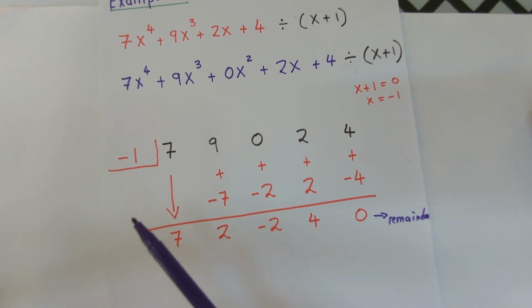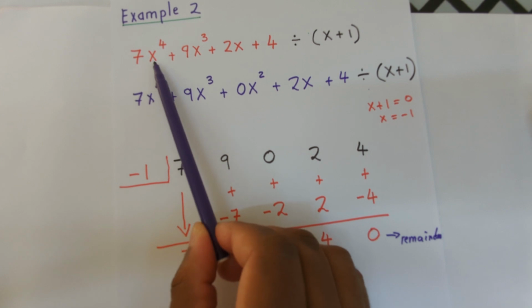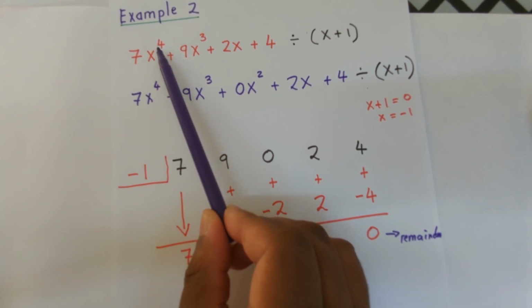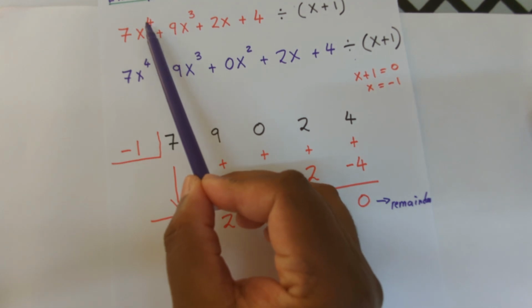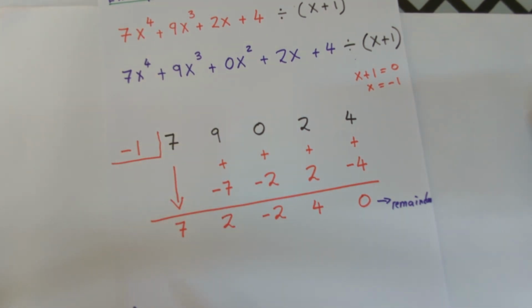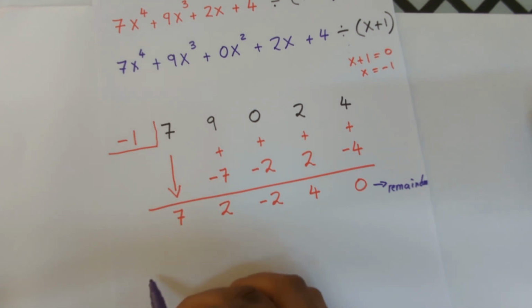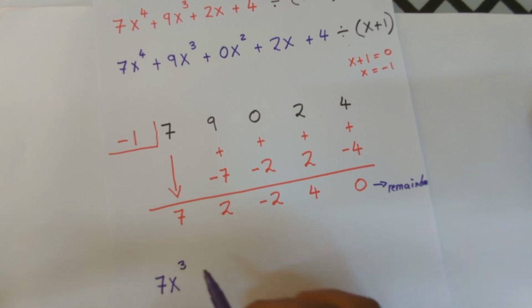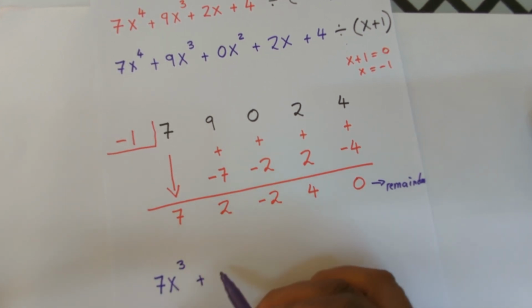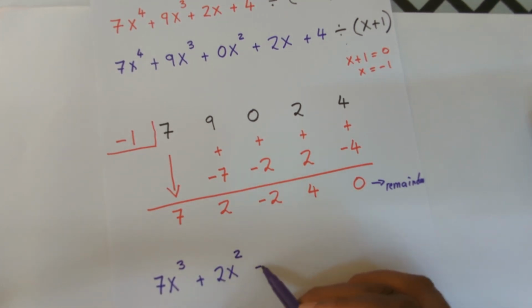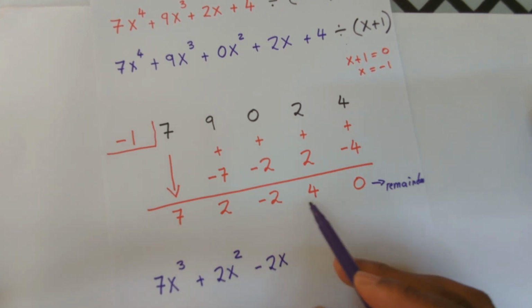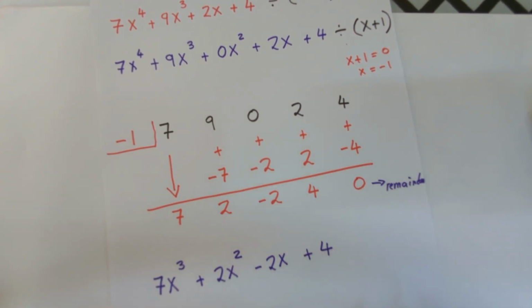So, if you check now, our initial question had a degree of 4, it means our solution, our quotient, is going to have a degree of 3. Always subtract 1 from the degree of the question. So now we are going to have 7 multiplied by x to the power 3 plus 2x to the power of 2 negative 2x and then positive 4.